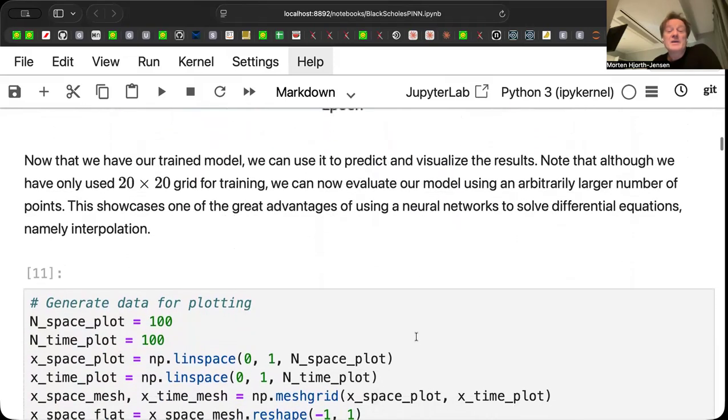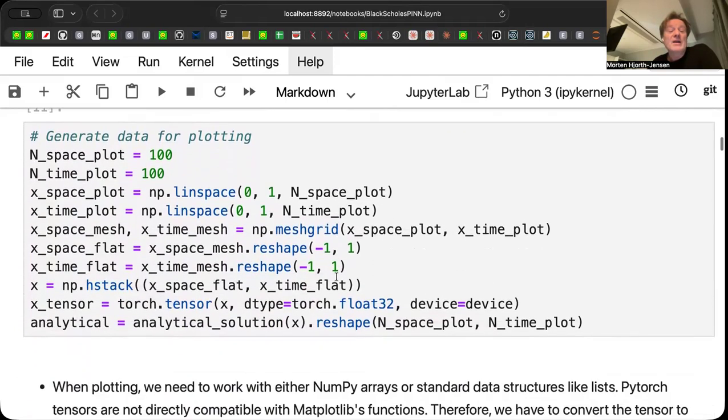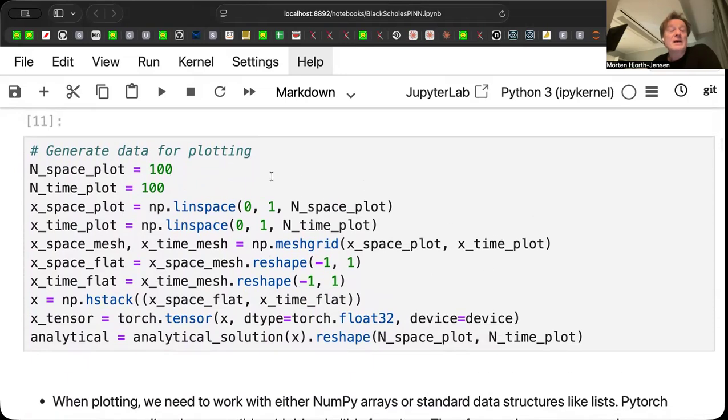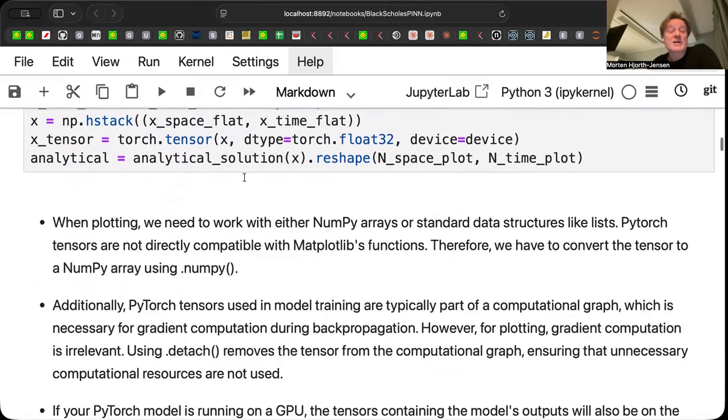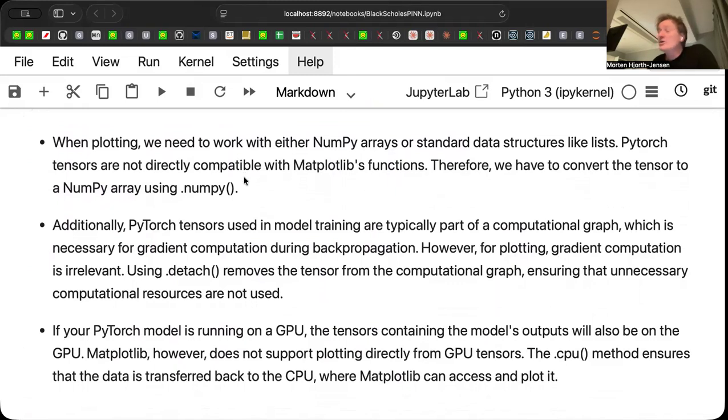But then this is also a model where we have just trained with a 20 times 20 grid for training. And when we now want to evaluate the model here, we can plot the results and compare with the analytical result, which you also have for this specific case. So when you're plotting, you need to work with either NumPy arrays or standard data structures like lists. So with PyTorch, this is one thing you have to think a little bit about, as it is not directly compatible with matplotlib's functions. So it's convenient sometimes to convert a tensor to a NumPy array.